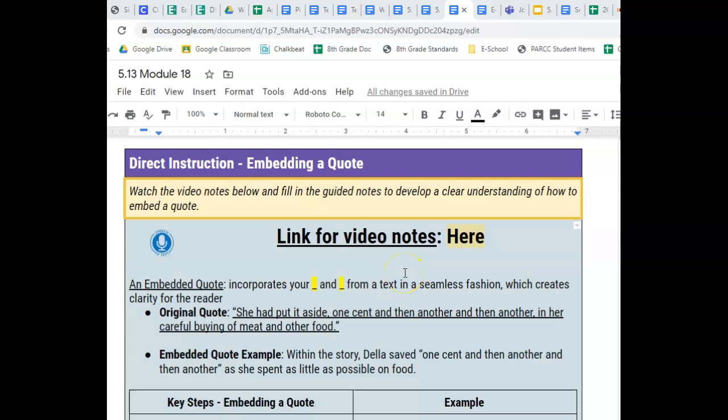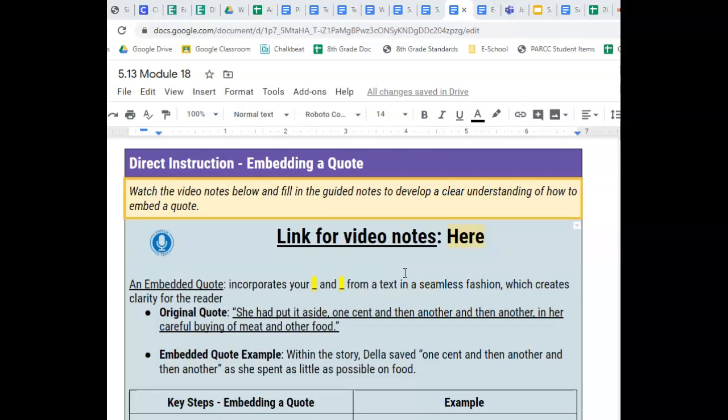Good morning, everyone. Today, to help you with your extended writing assignment at the end of class, we're going to talk about a strategy which, as many of you transition to high school next year, will become increasingly important. That is how you embed a quote.